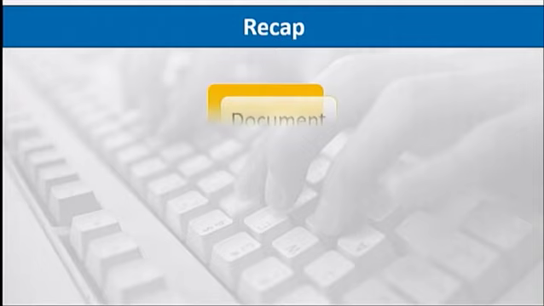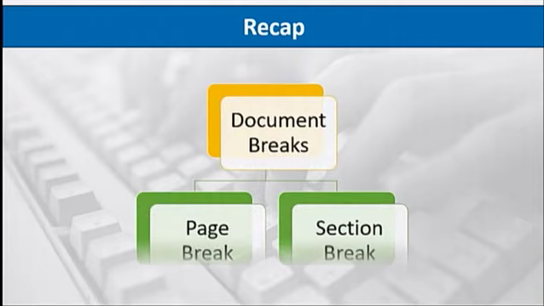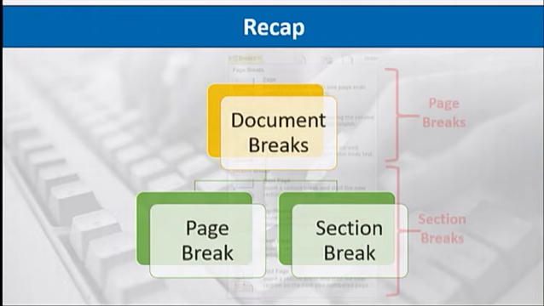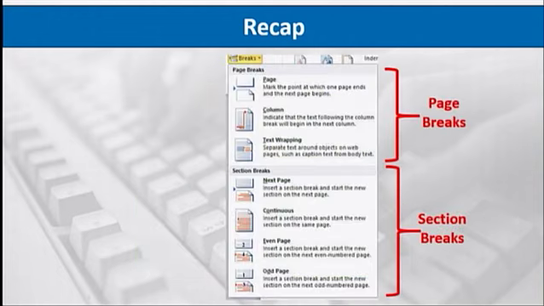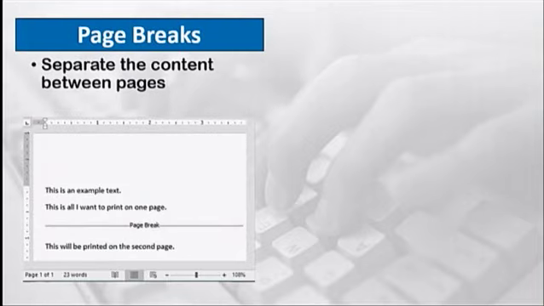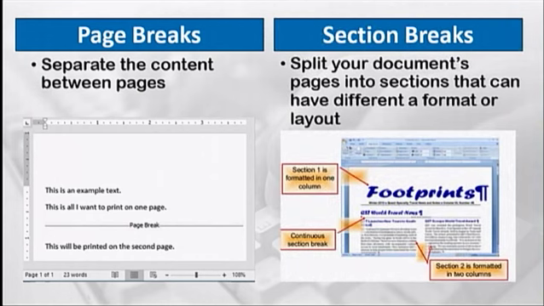Now that we have finished the quick test, let's go through the main points of the lesson. We saw that document breaks can be broken down into a page break and a section break. These can be categorized further. The page breaks simply separate the content between pages, whereas the section breaks split the document into sections, and each section can have its own formatting.